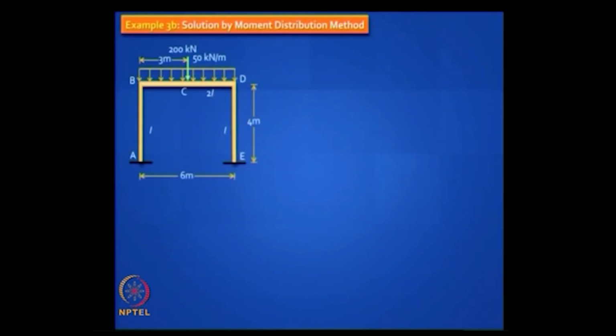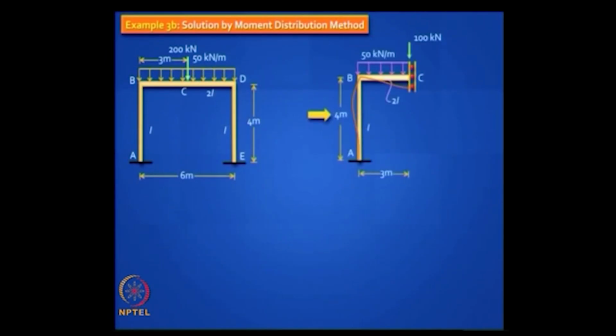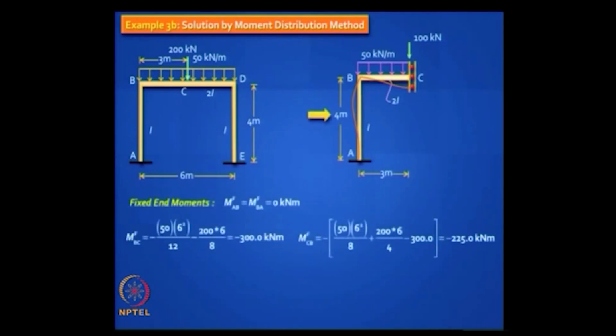If you want to do this by moment distribution method, you are welcome. Similar exercise, find the fixed end moments, which we have already done. Now do this calculation. How do you get the distribution factors? Tell me the factors at B. dBA is to, give me the answers. I am not going to give you the answers, give me the answer.